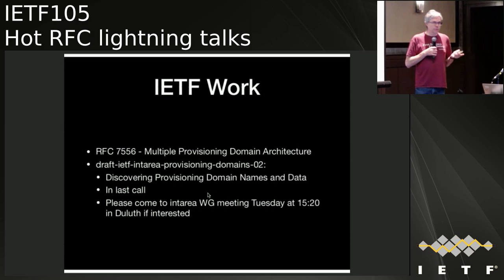So the original work was done in the MIF working group, and we produced a document called the Multiple Provisioning Domain Architecture, which explained the problem that I just explained to you in quite a bit more detail and more accuracy, but didn't actually solve it. And then just recently, a number of folks in the INT area working group have been working on a document called Draft INT Area Provisioning Domains, Discovering Provisioning Domain Names and Data. So this is using an RA option to explicitly state that this prefix and all of the information about this prefix is in its own provisioning domain, which has this name.